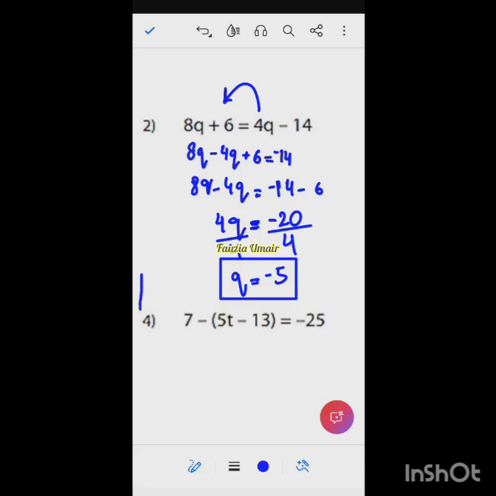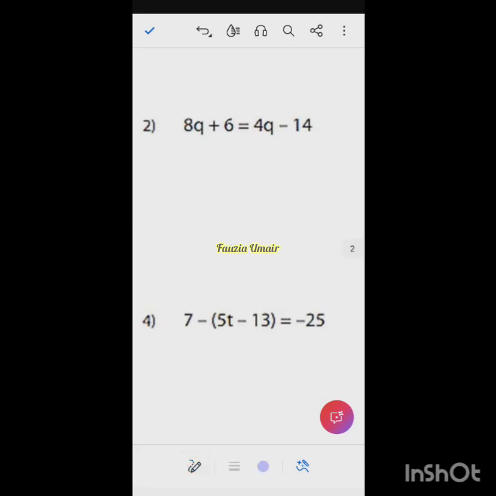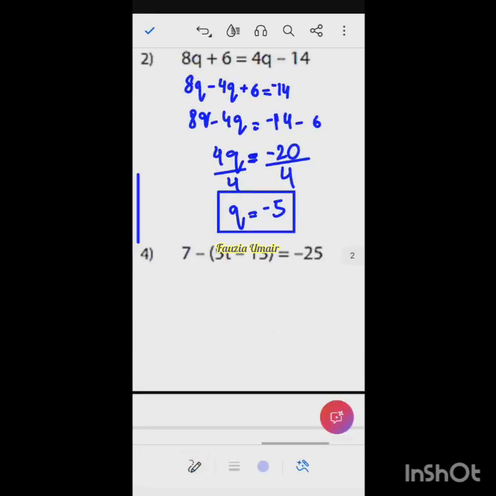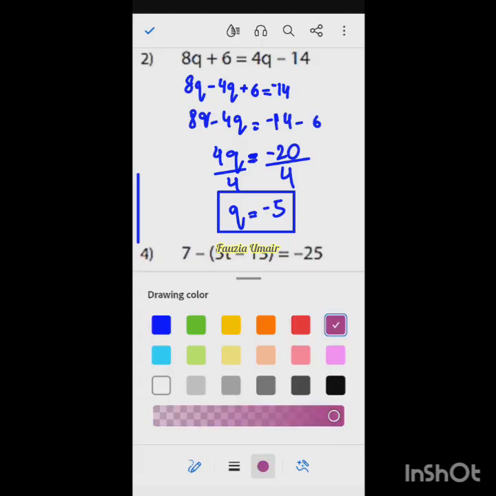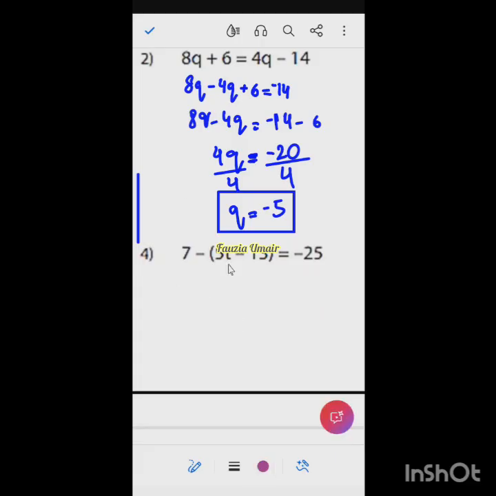So moving on to question number 4. So Abrish, how to solve this question? What to do? What is the first step? Expand the brackets. So there is no number here. So actually there is a 1 here. Multiply by minus 1. So minus is there, so the signs inside will be changed. This 5t is a plus, now it is minus 5t. This minus 13 is now plus 13.